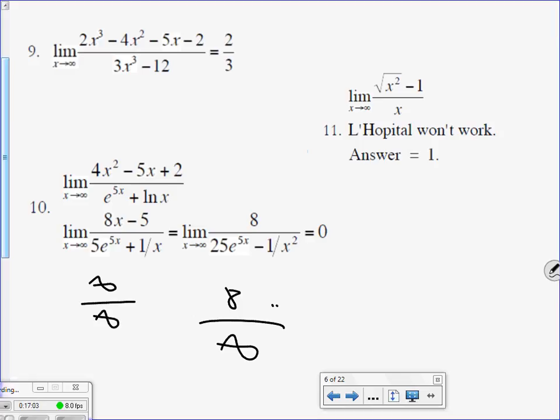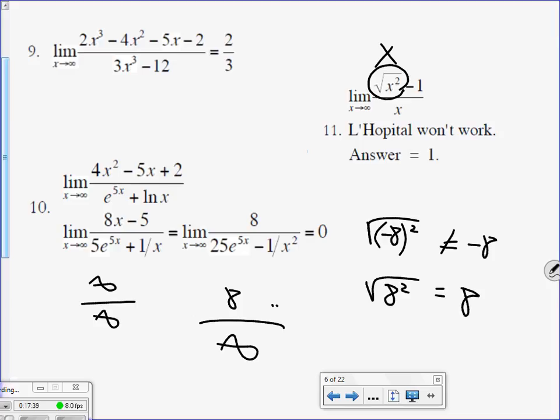If you rewrote it, and now the reason you can say that the square root of x squared is just x, how do we know it's not negative x? The square root of negative 8 squared does not equal negative 8. The reason you know that the square root of x squared is just x is because you know x is positive. So the square root of x squared is only equal to x if x is a positive number. So if I take the square root of positive 8 squared, that's going to be positive 8. But it's only true for positives. But you know x is positive because x is approaching positive infinity. So if you realize that first, then yeah, it was an easy problem.